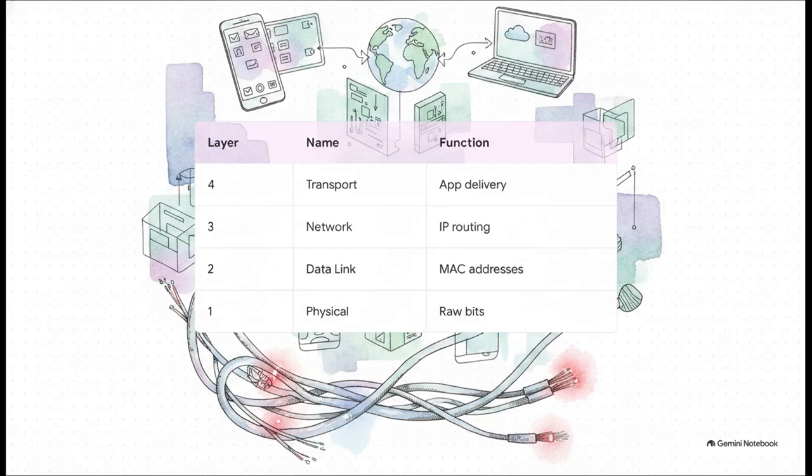So you start with troubleshooting raw fiber optics and radio waves down at layer 1, the physical layer. Then you move up to managing local Ethernet frames and MAC addresses at layer 2, the data link layer. Right above that, we're routing IP traffic globally at layer 3, the network layer. And finally, you ensure reliable application delivery with TCP and UDP protocols at layer 4, the transport layer.